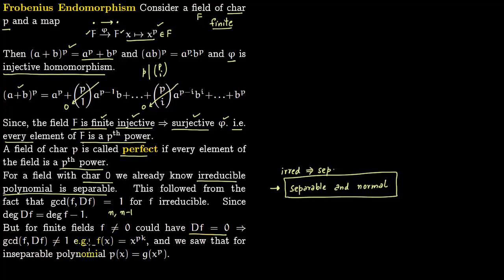separability using this result. For example, say f(x) is x to the power of pk. We saw, again in the lecture on separable and normal extensions, that for an inseparable polynomial, f(x) is equal to g(x) to the power of p for some g. So what is the derivative of this? The derivative is pk times x to the power of pk minus 1, and in characteristic p, for a finite field with characteristic p, this df is just 0.